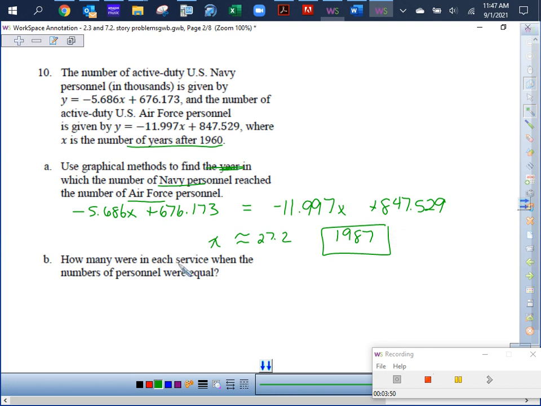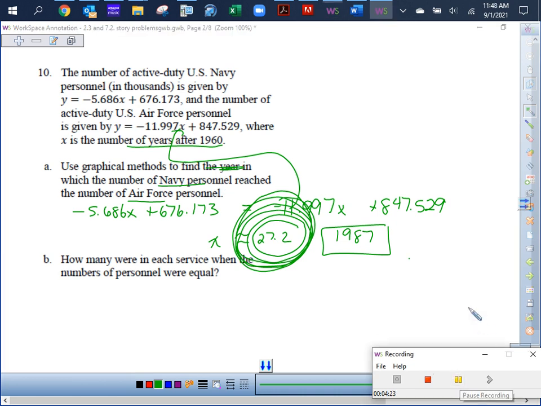How many were in the service when the numbers were equal? So we got to take this nasty number that's probably in your calculator. We probably shouldn't round it off. Have that number in your calculator and substitute it back in, and let's find the y value. Which equation do you substitute it back into? It doesn't matter. You set them equal to each other. That's what the system is. You solve for x, then you sub back in. So take the nasty number that was in your calculator and just use your previous answer button to do that. You should get like 521.79-ish. Is that what you're kind of getting?